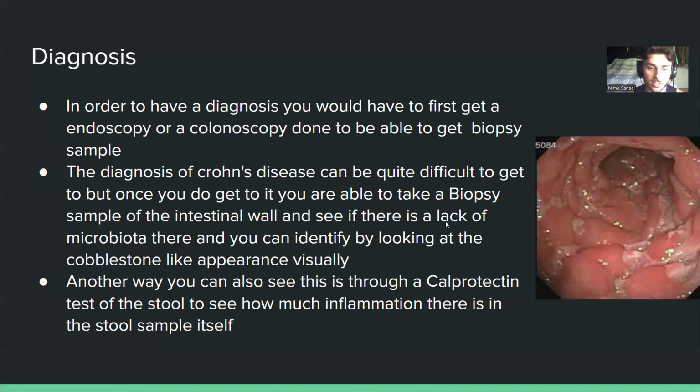Another way you could look for Crohn's disease is through a calprotectin test of the stool to see how much inflammation there is in the stool itself.